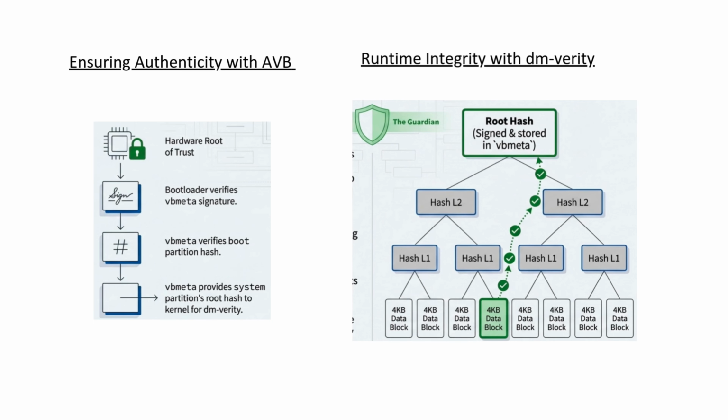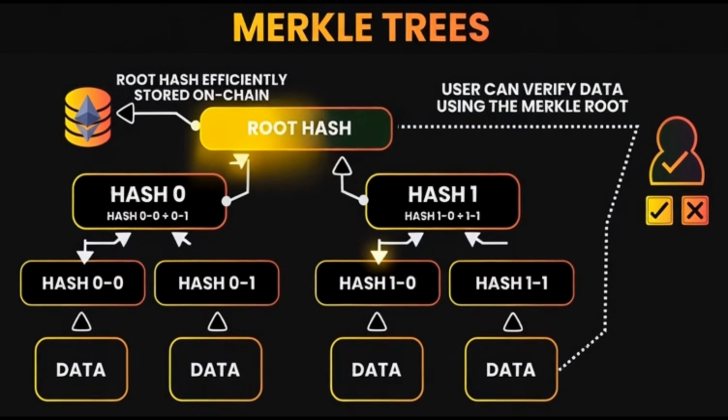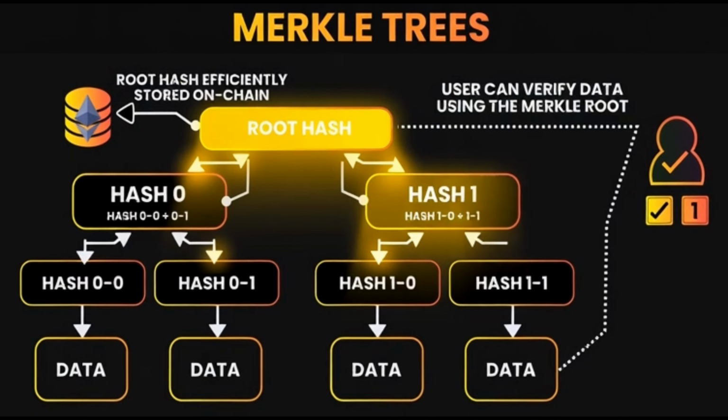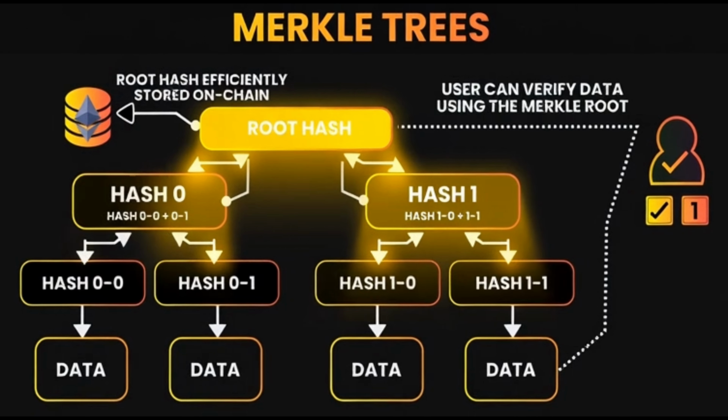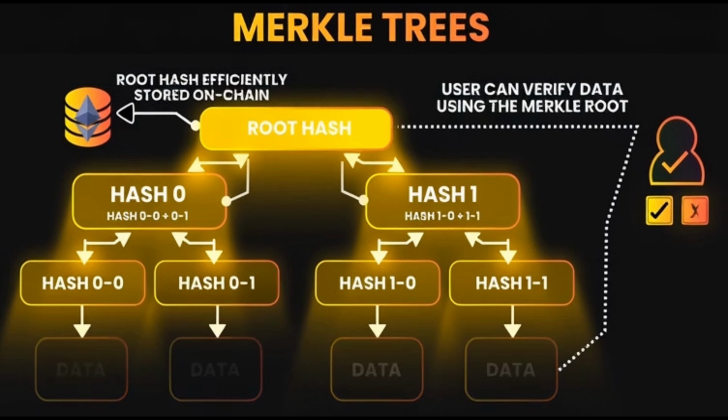On the right side, you see how dm-verity is able to do a runtime integrity test on the software. What it uses is something called a Merkle tree, which is a hash tree, where the root hash is signed and stored in VBMeta. Each 4K data block of your software is hashed, and those hashes are recursively hashed up to the root. Now, when a block is read from the disk, dm-verity calculates its hash and verifies it against the tree. This is far more efficient than verifying the entire partition at boot.